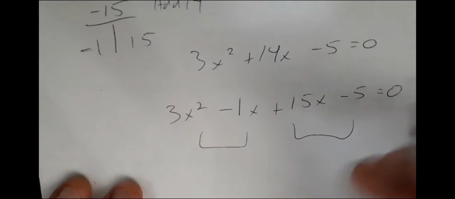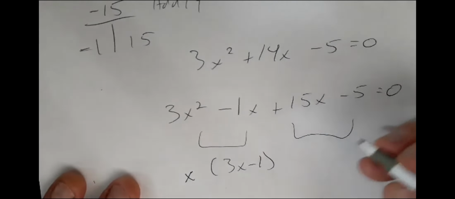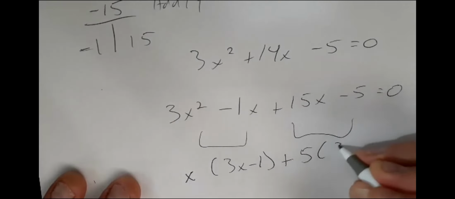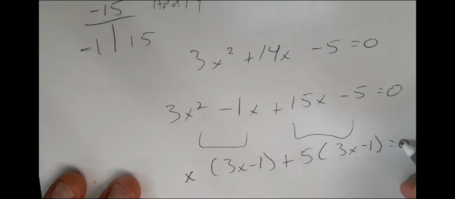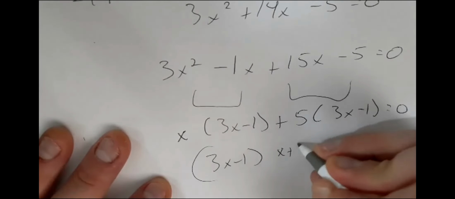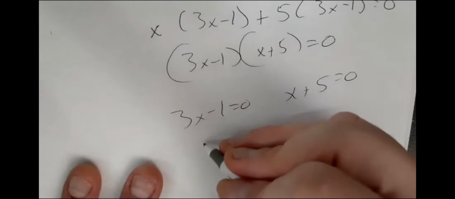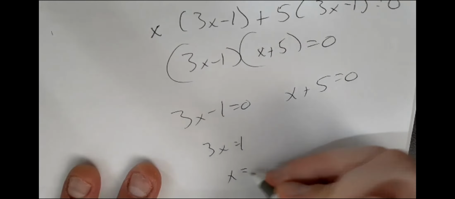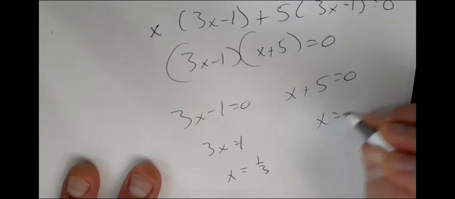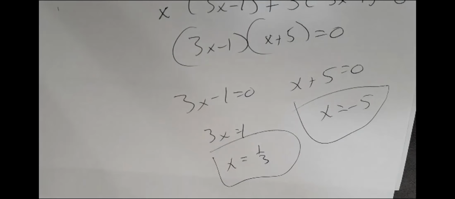Between 3x squared and minus 1x, I can pull out an x, and that will leave me with 3x minus 1. Between these, I can pull out 5, and that should leave me with 3x minus 1. What I'm getting here is a 3x minus 1 and an x plus 5 are equal to 0. So either 3x minus 1 is equal to 0 or x plus 5 is equal to 0. So 3x is equal to 1, or x is equal to 1/3, or x is equal to minus 5. So this is doing the AC method like we did, doing the zero product rule, solving these things for x.